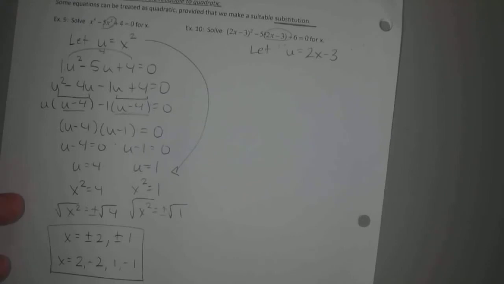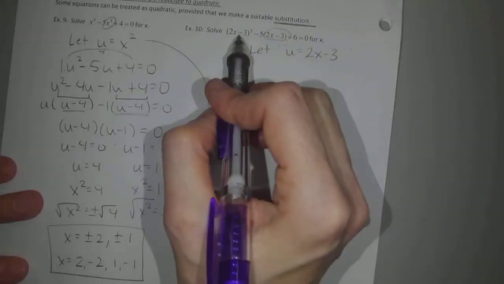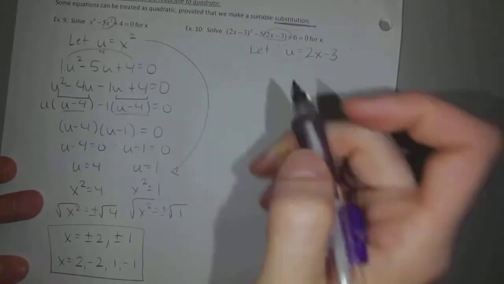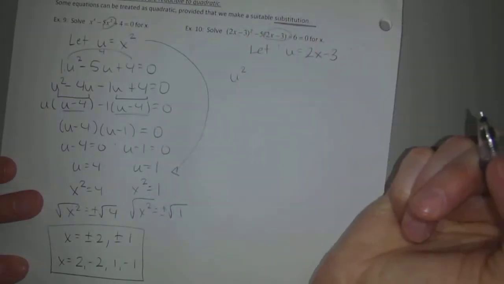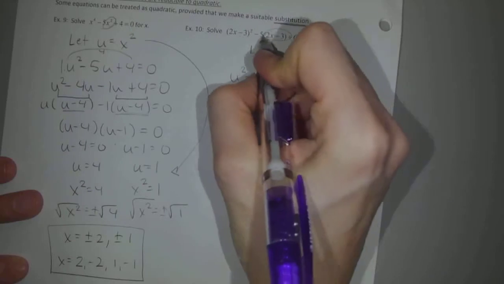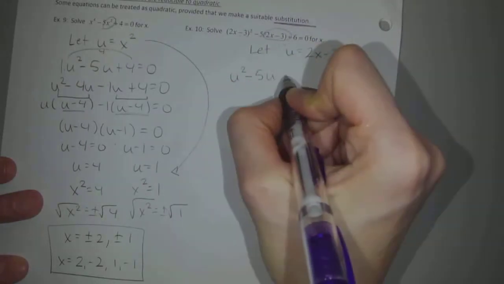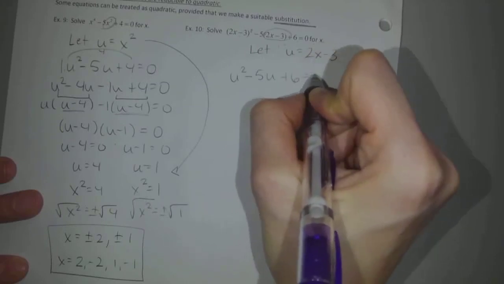So how can we rewrite this quadratic? Well, what was 2x minus 3? U. But what are we doing to u? Squaring it. So that is just u squared, minus 5 times 2x minus 3. But what is 2x minus 3? U. And then plus 6 equals 0. Do you guys see how I did that?